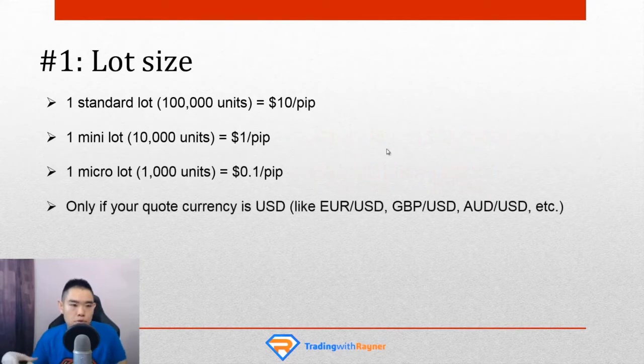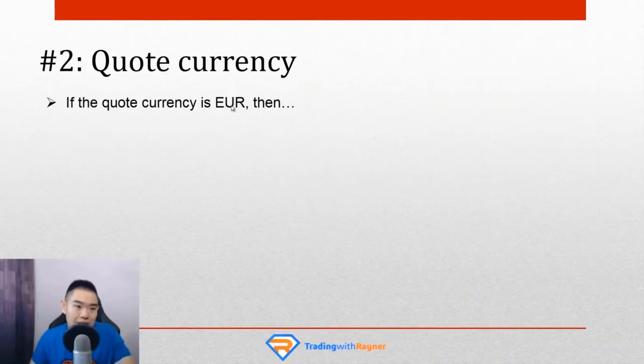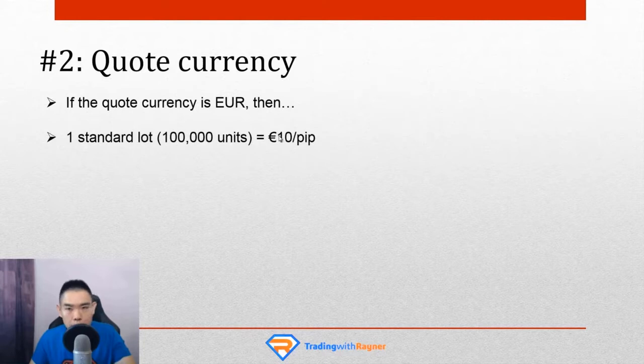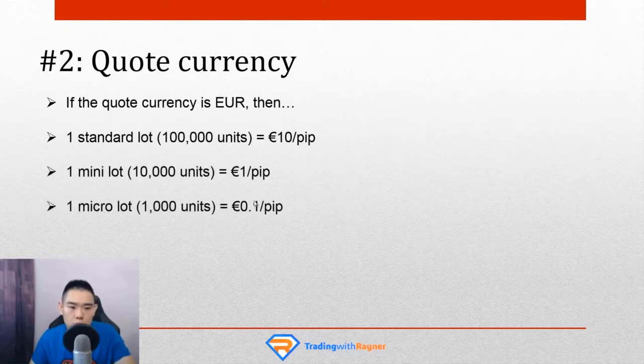This holds true only if your quote currency is in US dollar, like Euro dollar, Aussie dollar, New Zealand dollar, etc. So what if your quote currency is not in US dollar? This is why we need to look at the second thing, which is your quote currency. Let's say the quote currency is in euro, then one standard lot is 10 euro a pip. One mini lot is 1 euro a pip, and one micro lot is 0.1 euro per pip. Make sense? All right, so far so good.